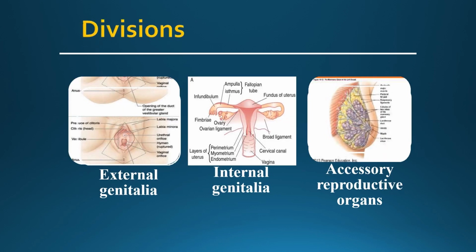So the first one is the primary sex organs, or the ovaries in females and testes in males. The main functions of the ovaries are to produce ova and secrete female sex hormones. The other accessory sex organs are the external genitalia, internal genitalia, and accessory reproductive organs like mammary glands.